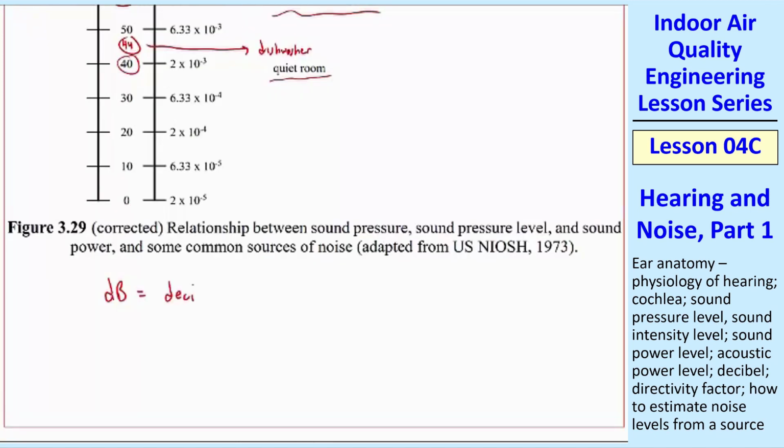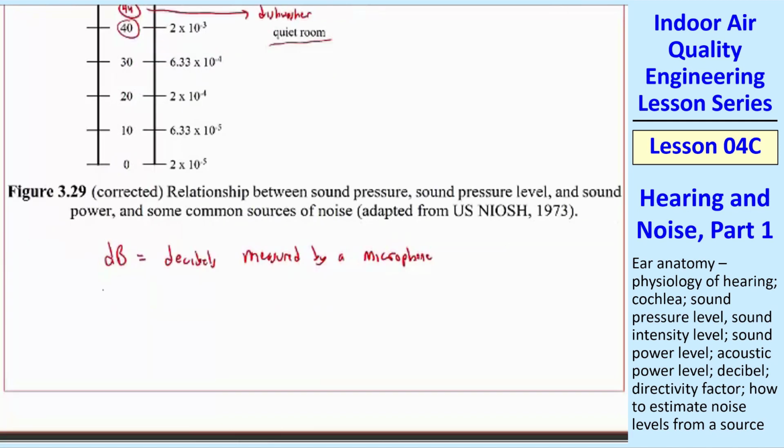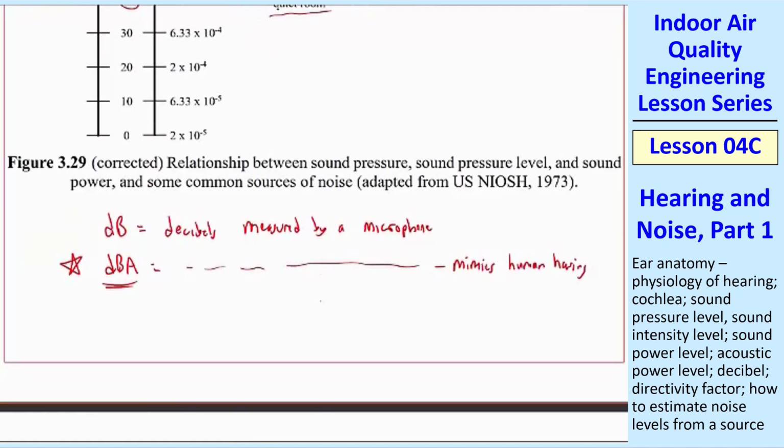dB, decibels, as measured by a microphone. It's measuring all the frequencies equally, whereas there's something you'll see as dBA, and that's the same thing, except it's measured by a microphone but mimics human hearing. So when we talk about dB, we won't put the A typically, but that's what we're talking about, dBA.